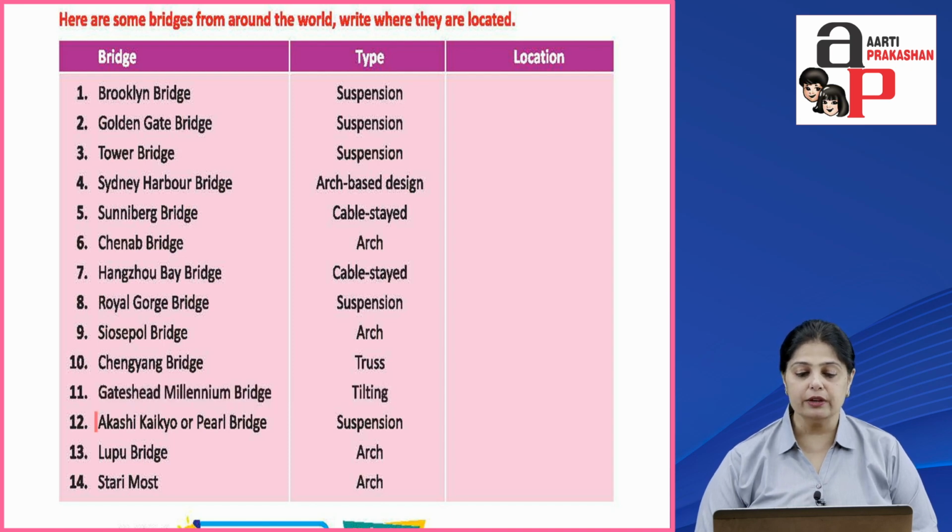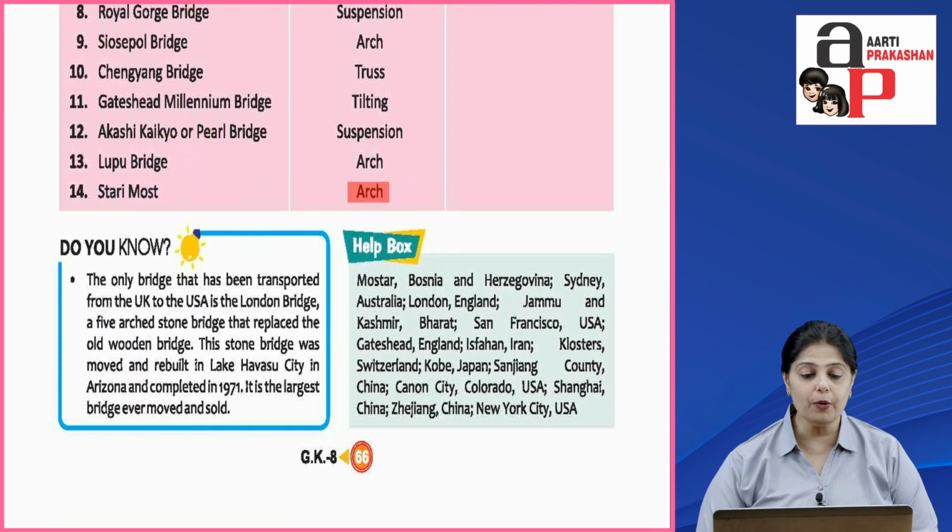Okay. Then you have the Akashi Kaikyo or Pearl Bridge, which is a suspension bridge in Kobe, Japan. Lupo Bridge is an arch bridge situated at Shanghai, China. Okay. And then you have the Starry Most, which is an arch bridge and is situated at Mostar, Bosnia and Herzegovina. Alright. So, I hope children now you know about these different famous bridges of the world.